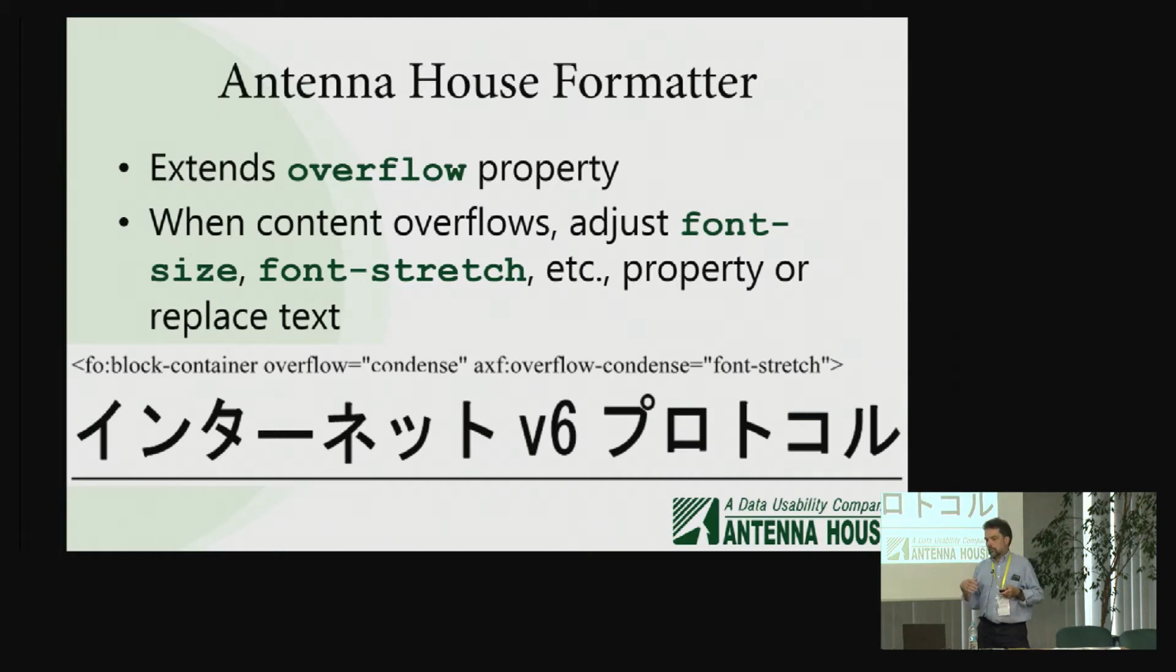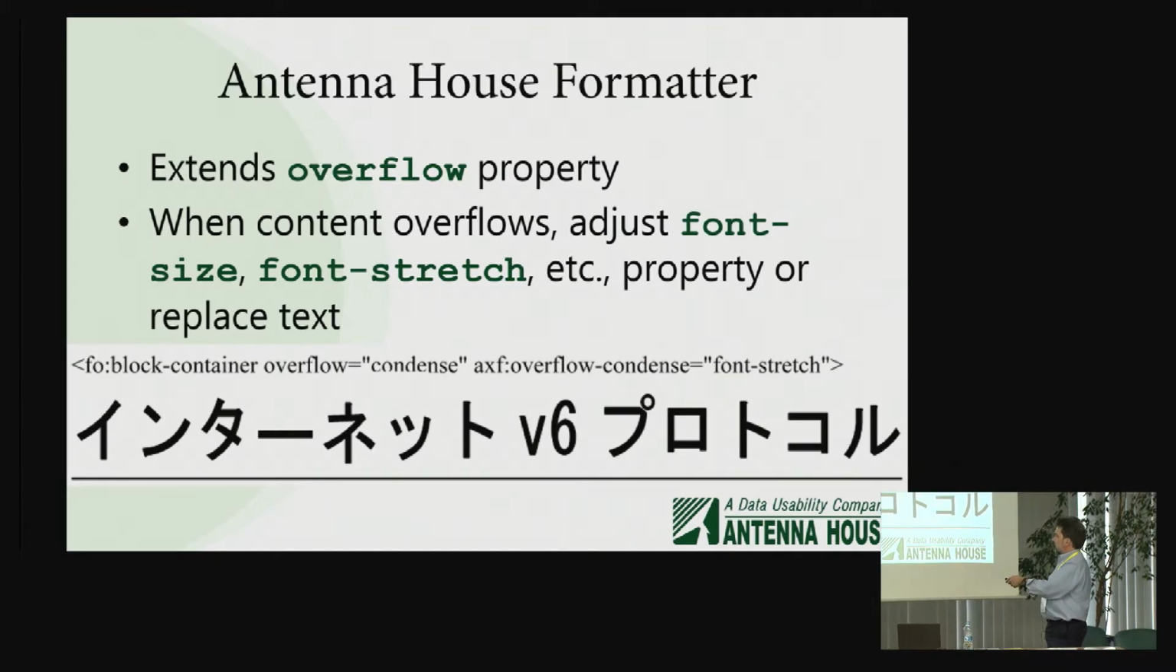Antenna House has some extensions that you could apply to copy fitting. It extends, for example, the overflow property to say what to do when you have overflow. In this case, I've recreated that example from TeX and used the overflow properties. If there's an overflow, we'll condense the text, and we'll do that by adjusting the font stretch. It's probably not very perceptible, but the Japanese text has been slightly compressed horizontally to fit in the available space.